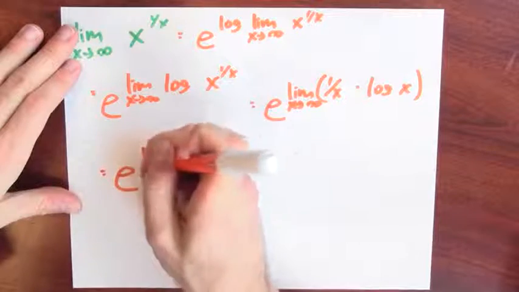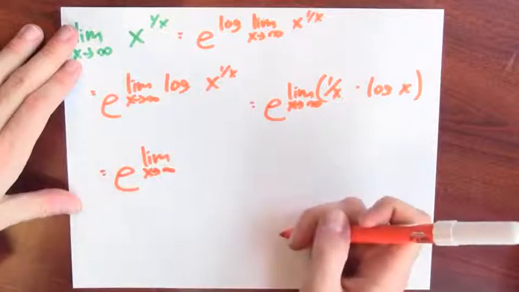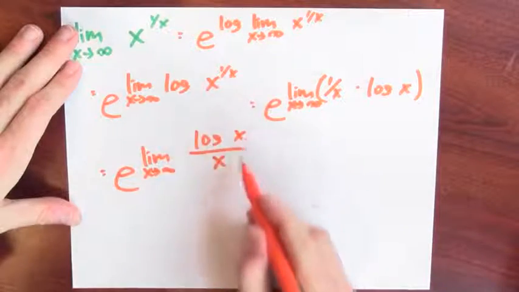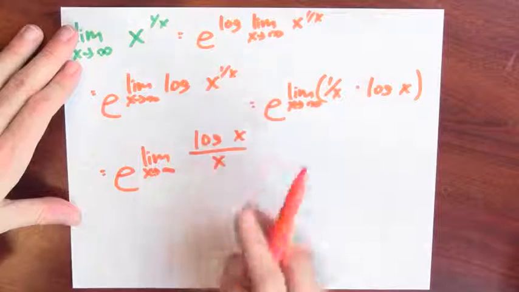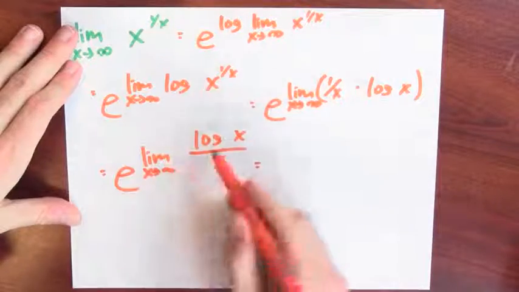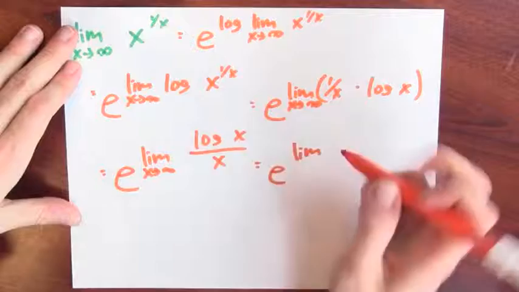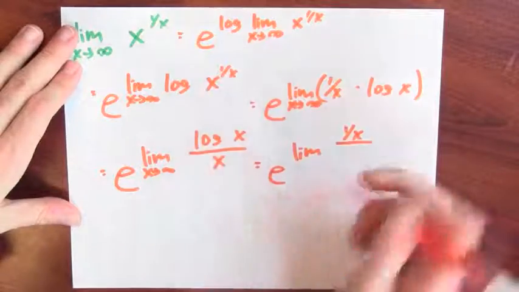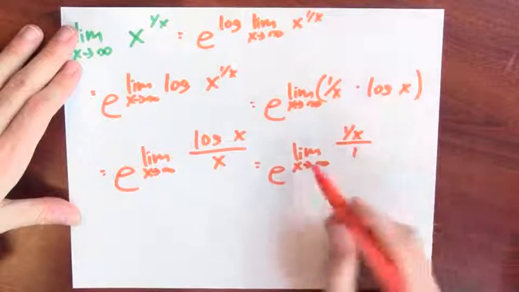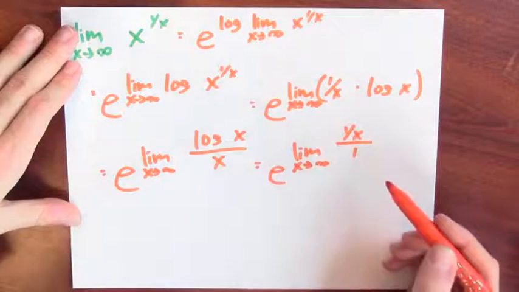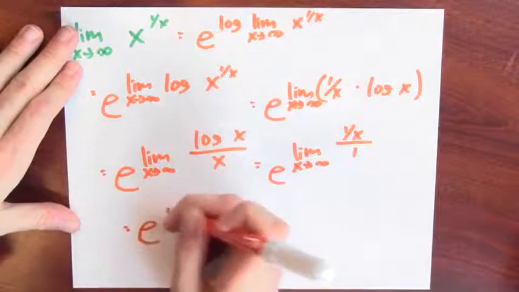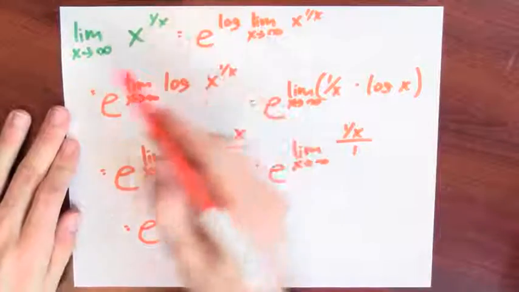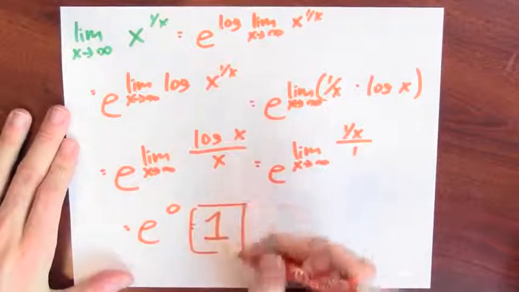So I could write this as e to the limit of x approaching infinity of, say, log x over x. This is infinity over infinity, so to speak. That's the sort of thing that L'Hôpital is okay with. So instead of taking this limit, I could look at the ratio of the derivatives. The derivative of log x is 1 over x. The derivative of x is 1. So I should look at the limit of 1 over x over 1 as x approaches infinity. Well, that limit is 0, and e to the 0 is 1. So the limit of x to the 1 over x as x approaches infinity is equal to 1.